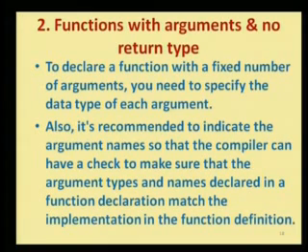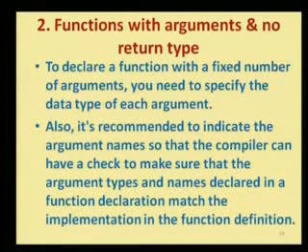Then we have another type, function with arguments and no return type. To declare a function with a fixed number of arguments, you need to specify the data type of each argument. The data type should be declared at the time of declaration of the function. Also, it is recommended to include the argument names, so that the compiler can make sure that the argument types and names in the function declaration match the implementation in the function definition. It may seem confusing, but the simple way is that the name of the function declaration and the name of the function definition should be the same.